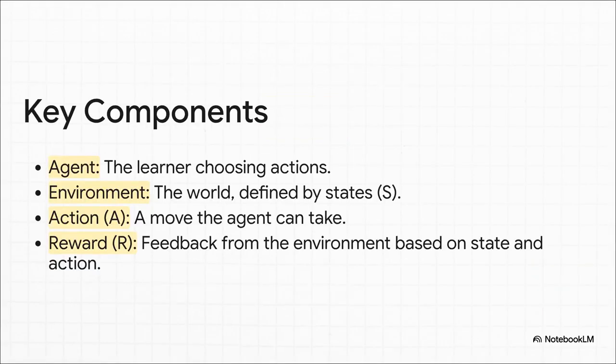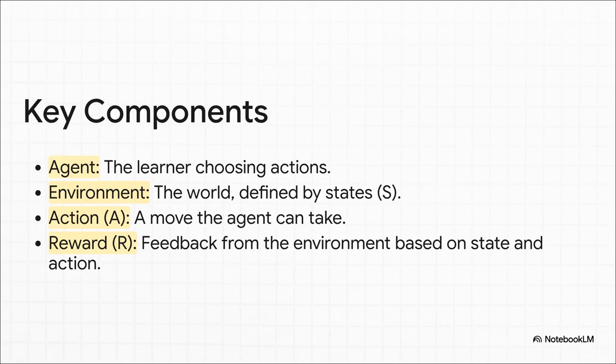So, if we want to get just a little more formal, there are 4 key players in this game. You've got the agent, that's our learner, our robot. You've got the environment, which is just the world it operates in. There's an action, which is any move the agent can make. And finally, there's the reward. That's the feedback, positive or negative, that it gets from the environment.